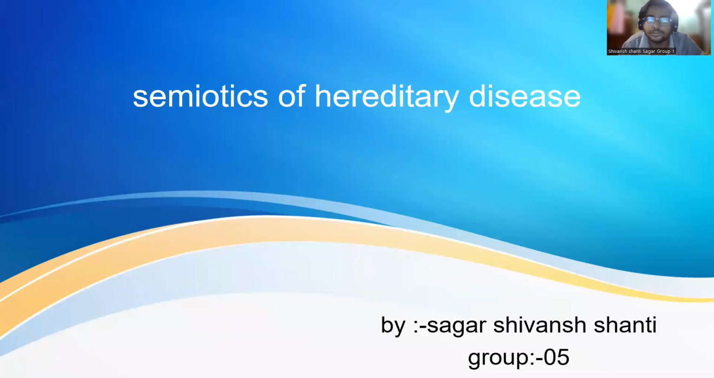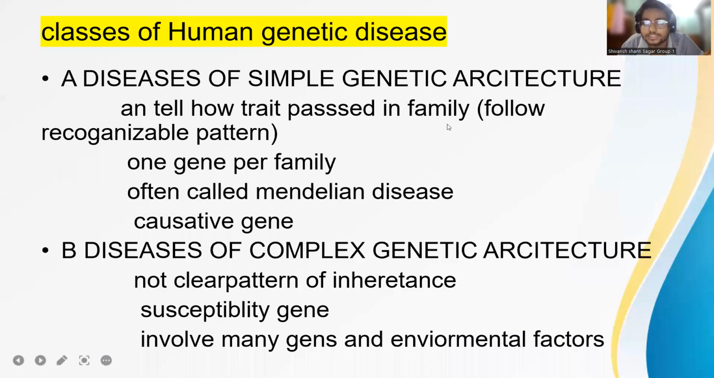Good evening. Now we are going to talk about the second topic, which is semiotics of the hereditary diseases. First of all, what is semiotics? Semiotics means the study of the signs and symptoms of the diseases in this criteria. So it is in the nosogenic state.